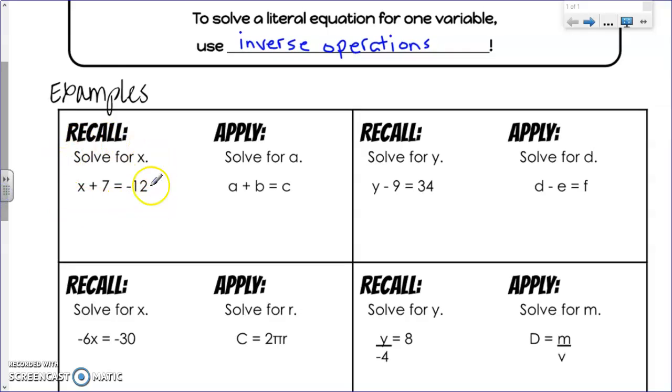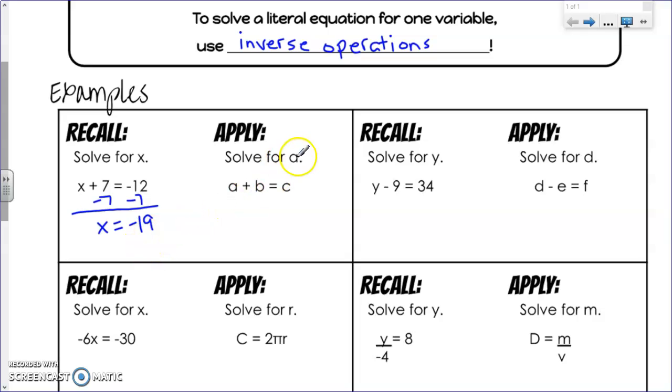If I look at this problem here, this is a normal problem. A problem like this may be on the quiz. See how it just has x plus 7 equals negative 12. How would I solve that problem? Subtract 7 from both sides. So x equals negative 19.